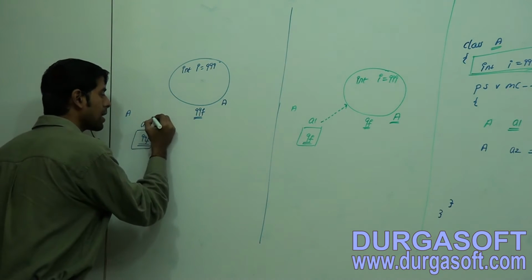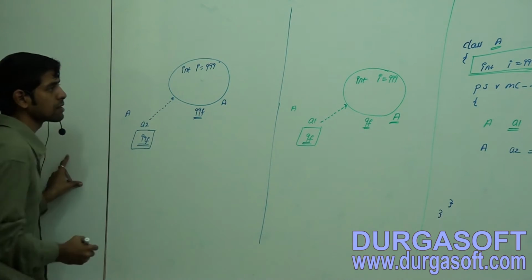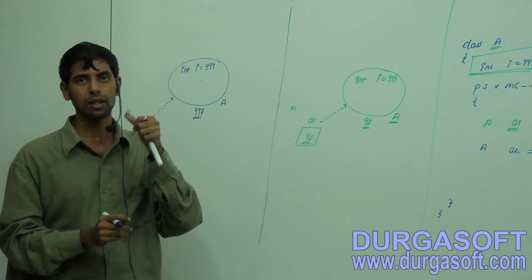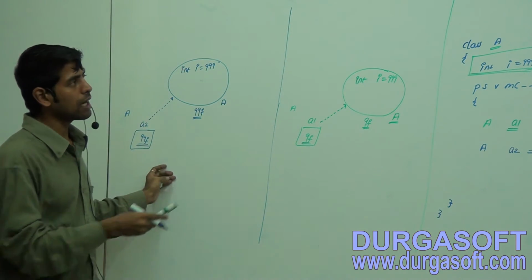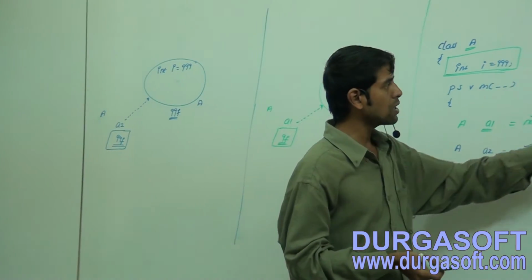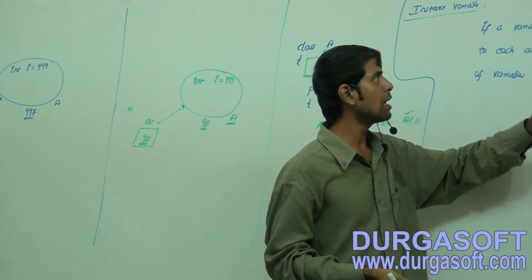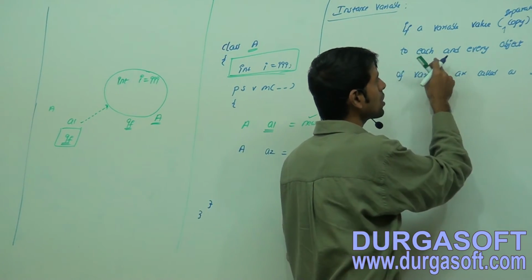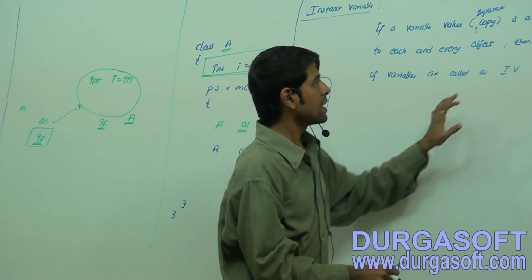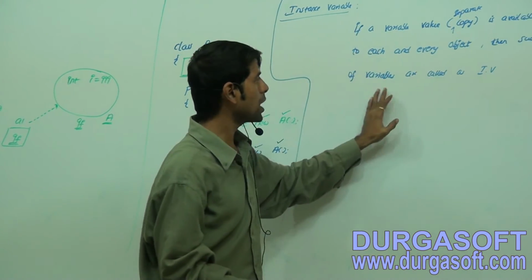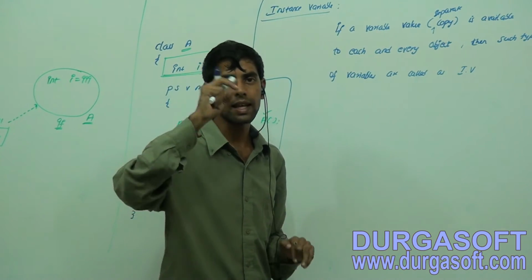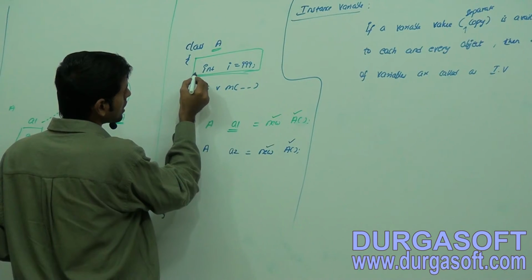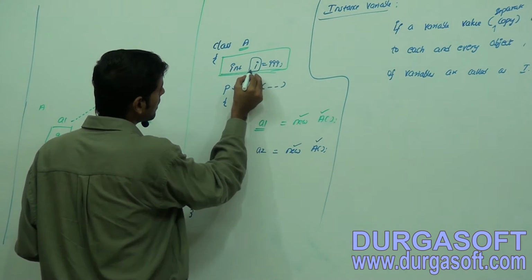So I can tell this one as what? Dereferencing variable, or the reference variable. Okay, now observe here, what is our definition? If a variable value, that is a separate copy, is available to each and every object, then such a type of variables are called as what? Instance variables.